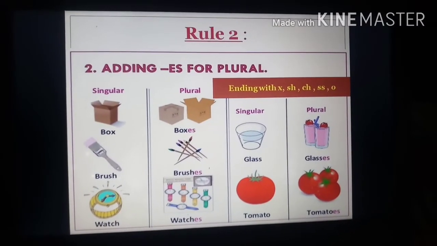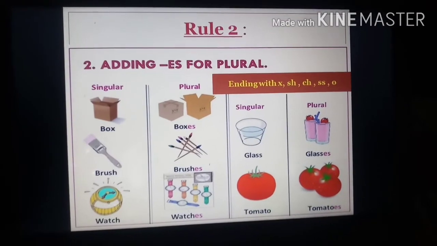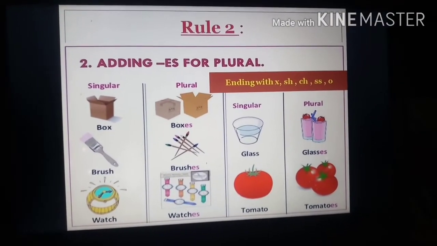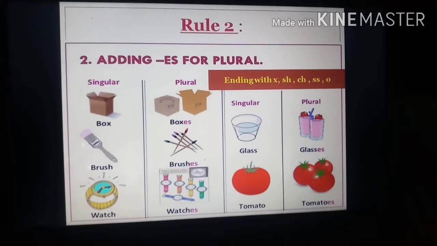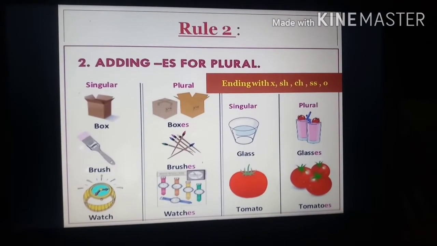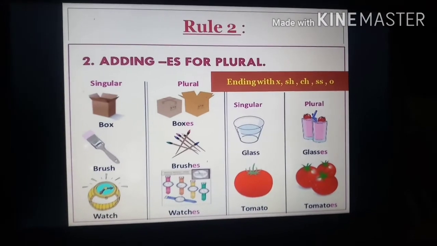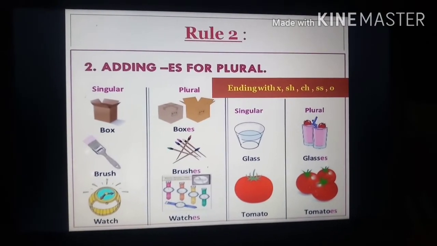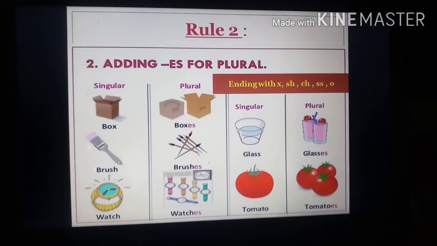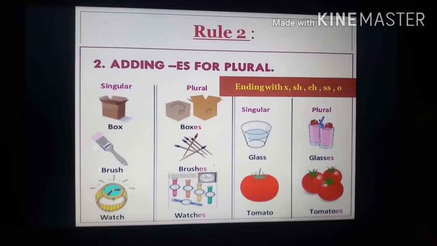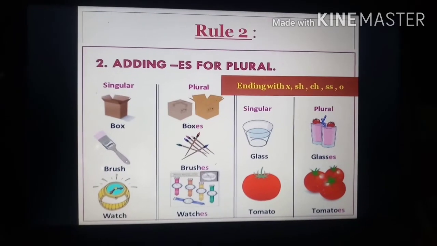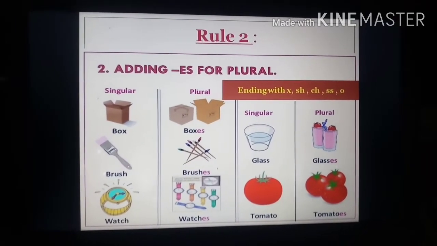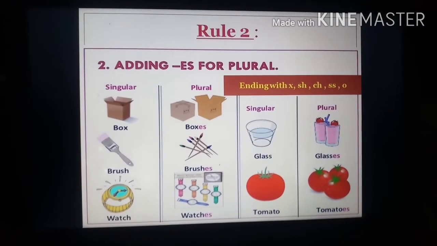And second rule, what does it say? It says the words ending with x, sh, ch, double s and o, we add es for making plural. Box. There is x. And if we add es, it becomes boxes.